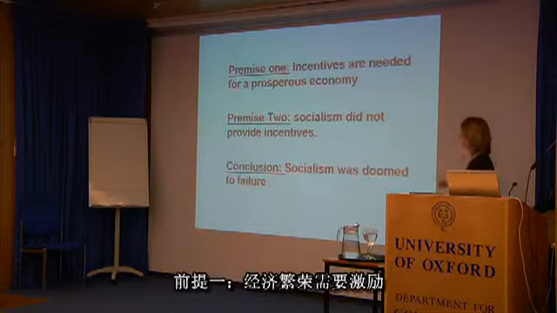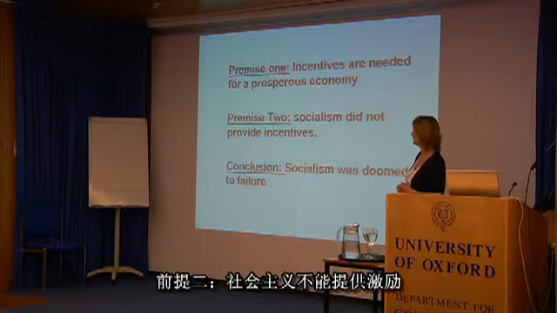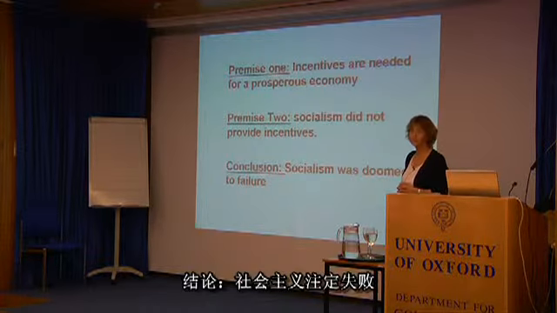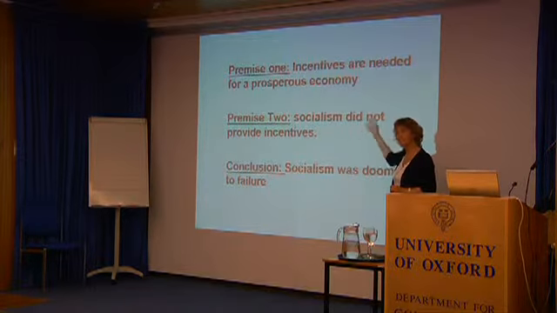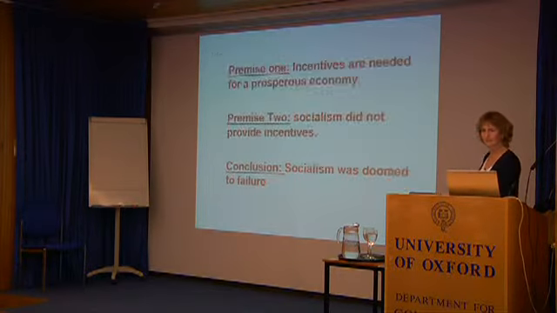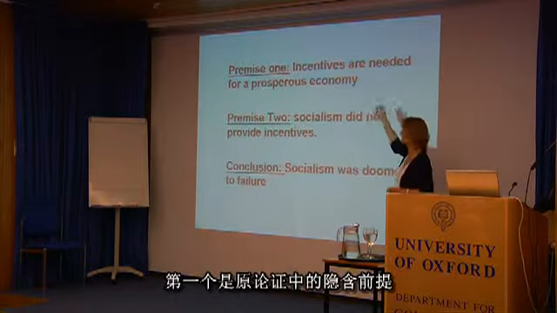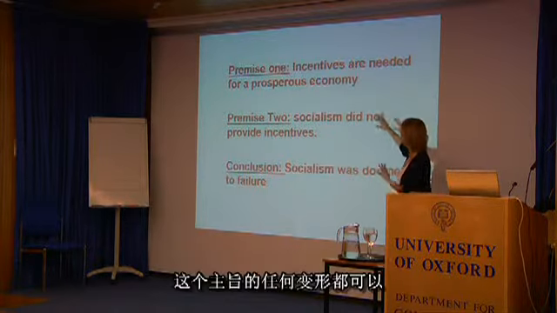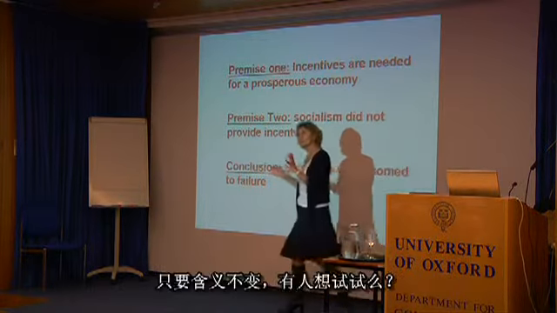So here it is. Premise one, incentives are needed for a prosperous economy. Premise two, socialism did not provide incentives. Conclusion, socialism was doomed to failure. Okay, do you see where both those premises come from? Okay, they're needed. Which one is the suppressed premise? Yes, that's right. The first one was suppressed in the original argument, but it's made explicit as we set out the argument logic book style. And if you had any variation on this theme, that's fine, so long as it has the same meaning.